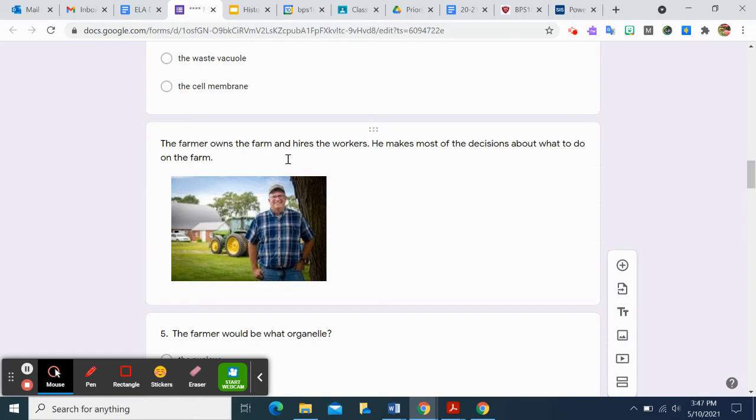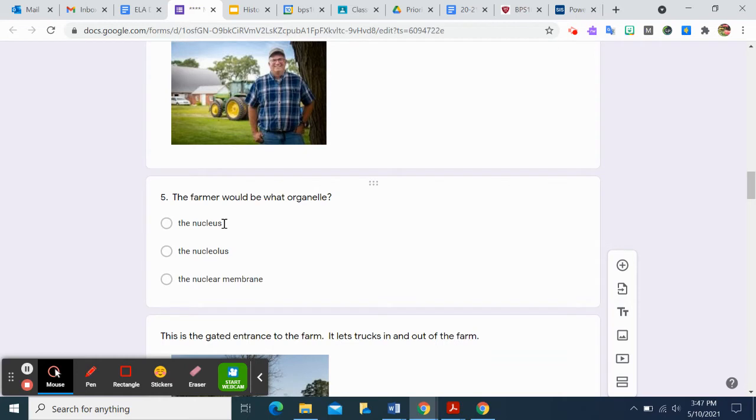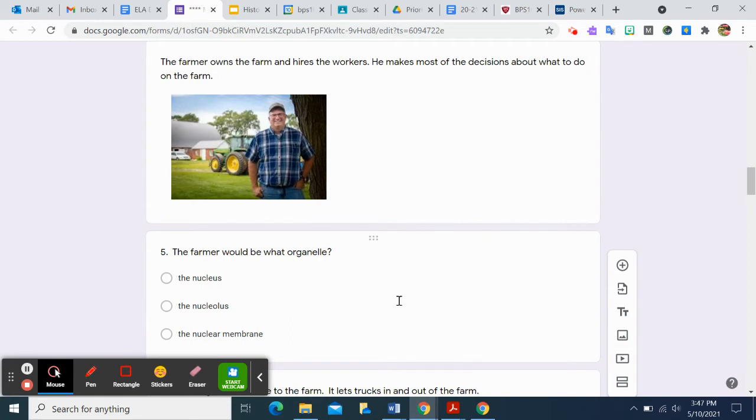The farmer owns the farm and hires the workers. He makes most of the decisions about what to do on the farm. The farmer would be what organelle? What part of a cell is kind of in charge of everything? Is it the nucleus, the nucleolus, the nuclear membrane? Which one does kind of the same work as a farmer, being in charge of things?